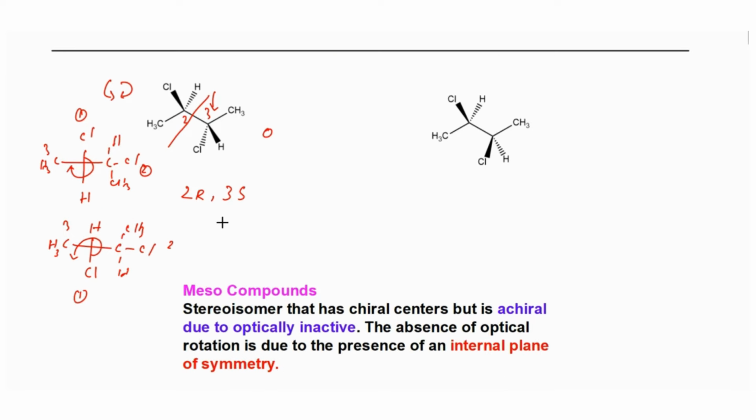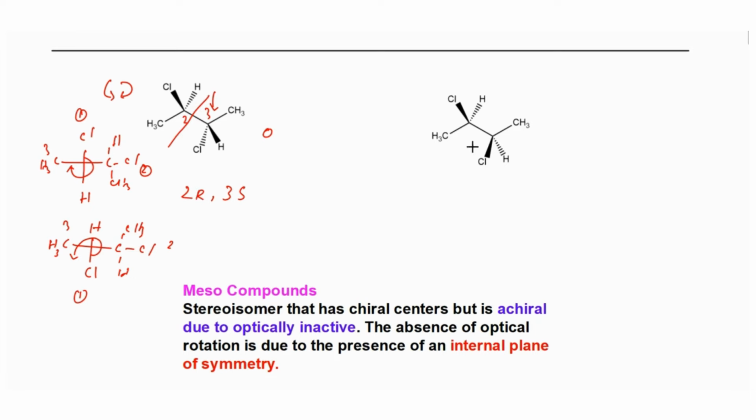So in short, a stereoisomer which has chiral centers but acts as achiral, not showing optical rotation, that is, optically inactive, is called a meso compound. The optical inactivity is due to the presence of an internal plane of symmetry, because that cancels the rotation. So these are called meso compounds.